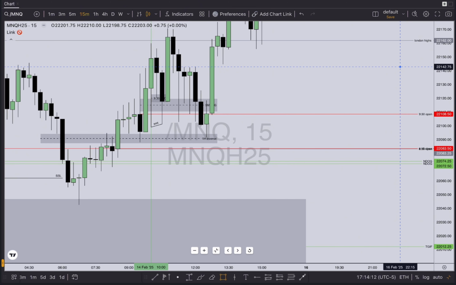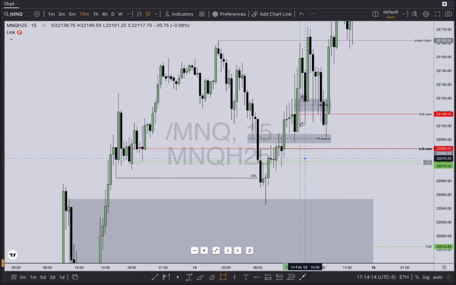So if we drop down to the 15-minute, we can see how this drop right here came and took out all these lows. We have relatively equal lows right here, right? This low, this low, this low. Price came down, swept it, tapped into the order block, rejected higher.